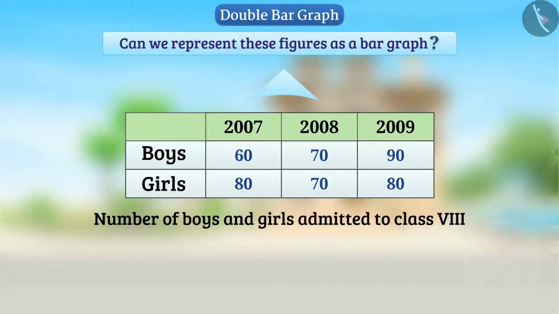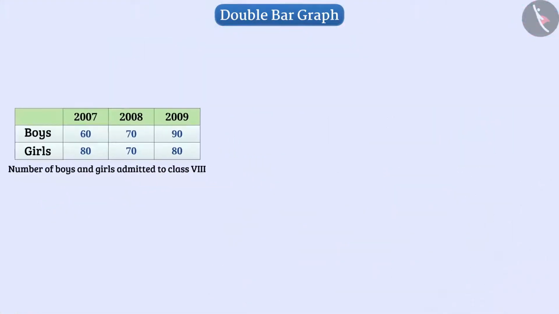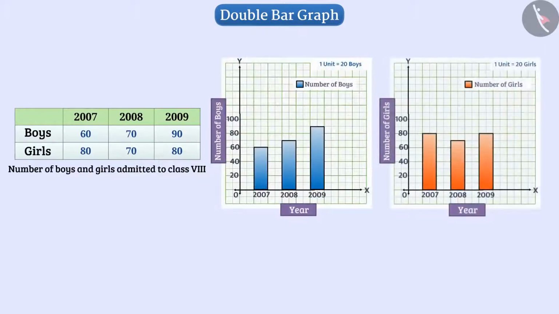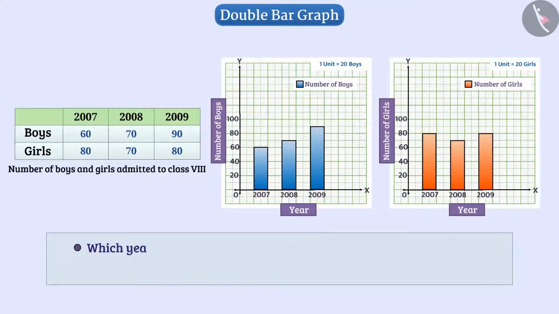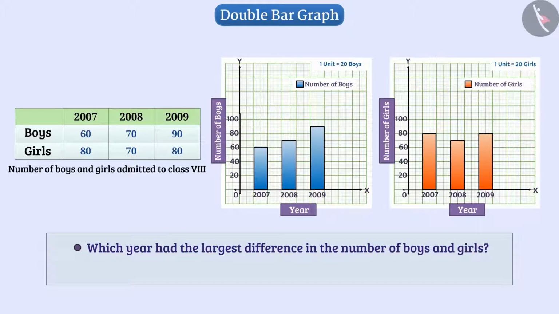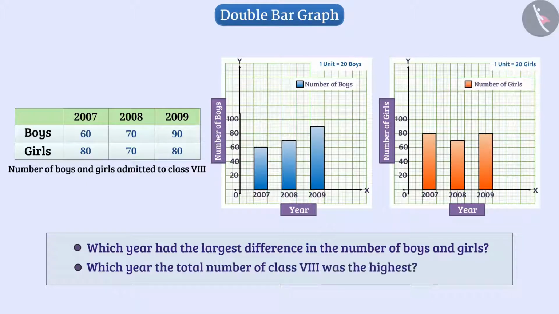Think. Let me tell you. Here we can draw different bar graphs for the number of boys and girls, but it will be difficult to obtain information from these. For example, it would be difficult to know which year had the largest difference in the number of boys and girls. It will also be difficult to determine which year the total number of class 8 was highest.